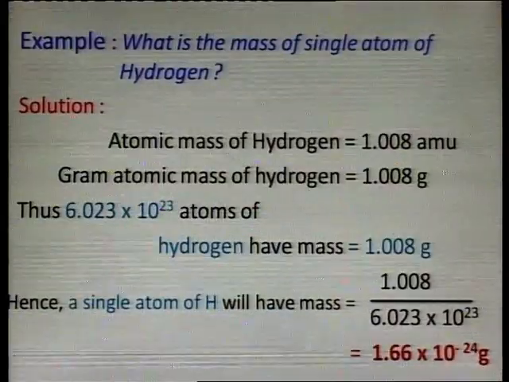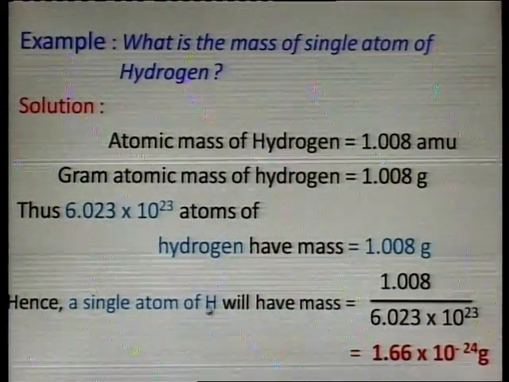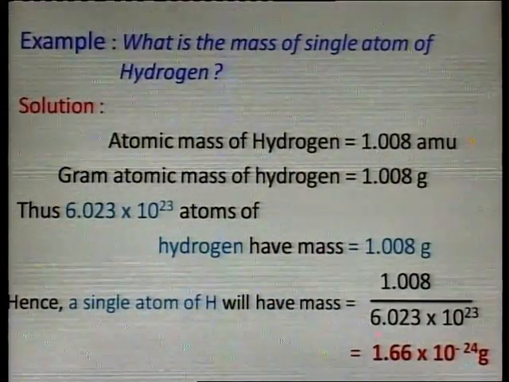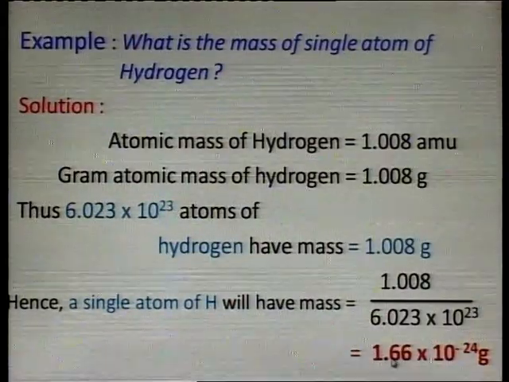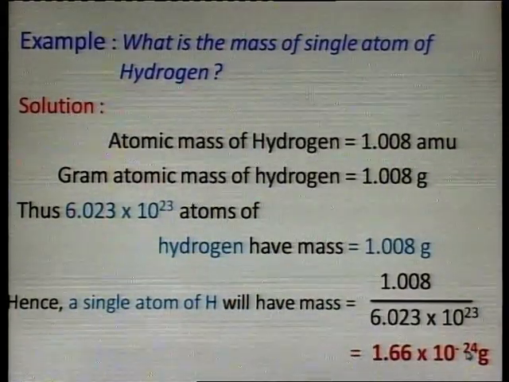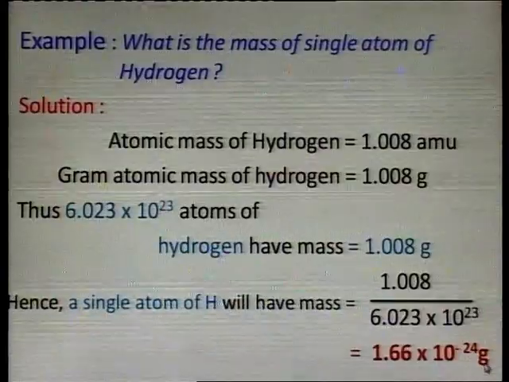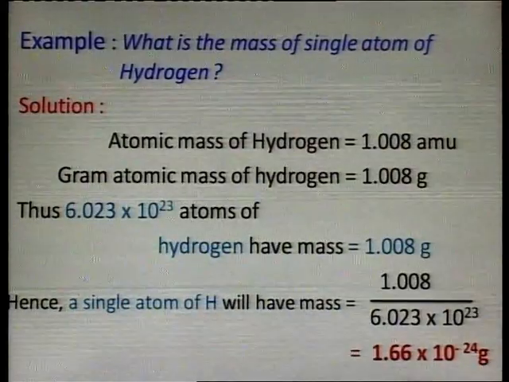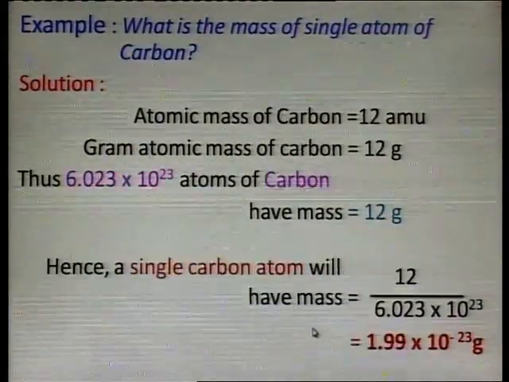Suppose you are going to calculate the mass of 10 atoms of hydrogen. We will multiply 1.66 into 10 raised to power minus 24 into 10. That will be the mass of 10 atoms of hydrogen.